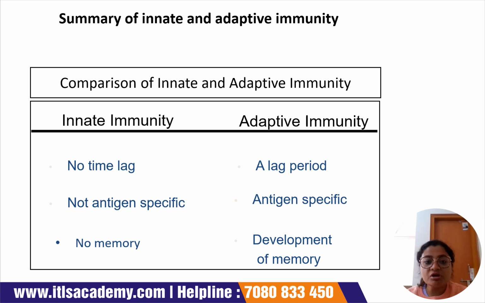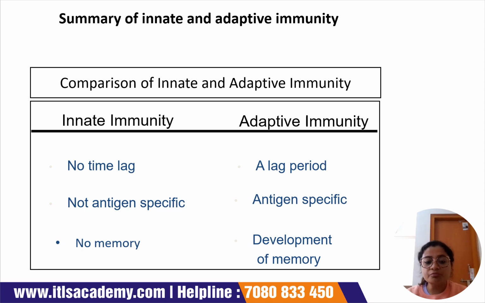So the adaptive immunity will change depending on what type of infection you have contracted. So when you have malaria, your adaptive immune response will be different. When you have COVID, your adaptive immune response will be different. When you have typhoid, your adaptive immune response will be different. So it's a very much specific response depending on what type of antigen it is.